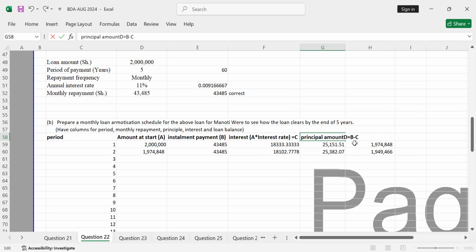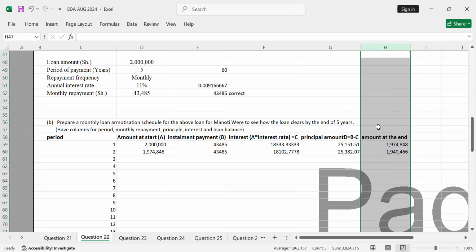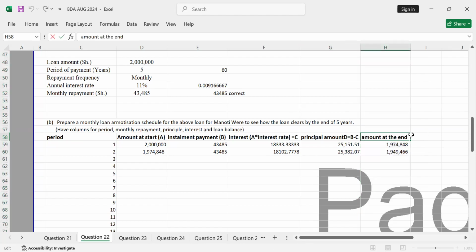And then from there, you can have the amount at the end, which is A minus D. So you can copy that. A minus D. A minus D. So any question on that?